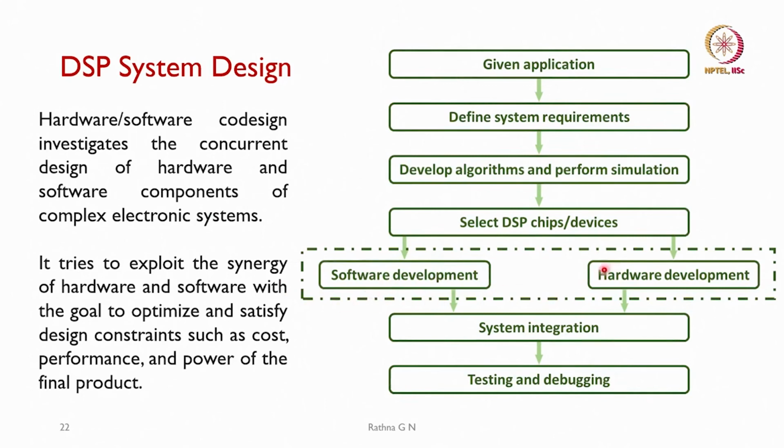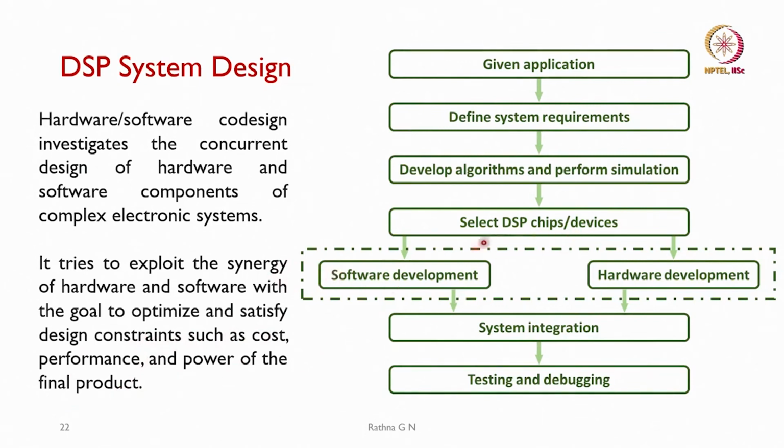But now the trend is what we call hardware software co-design. They have to go hand in hand, that is why it is put in dotted line. In recent trends, there is concurrent design of hardware and software components of complex electronic systems. So, that will be in line with whatever hardware is getting added, software also will be able to use that hardware. It tries to exploit the synergy of hardware and software with the goal to optimize and satisfy design constraints such as cost, performance and power of the final product.